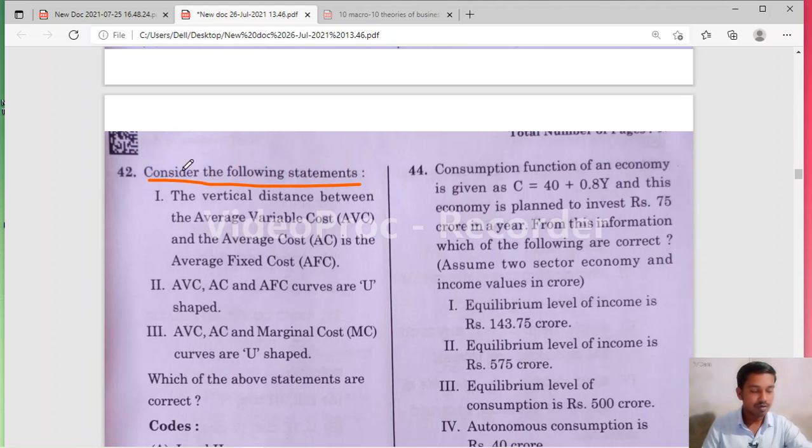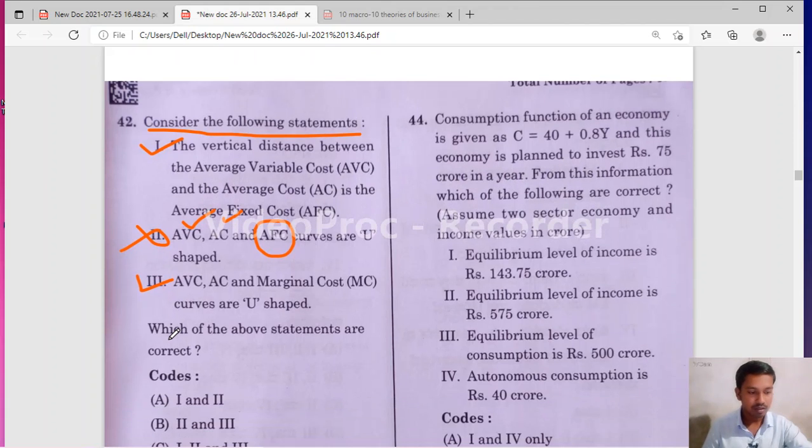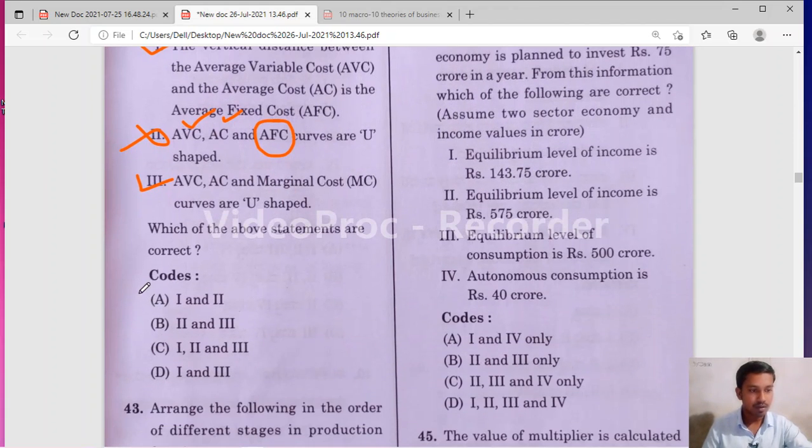So question number 42. Consider the following statements. First one, the vertical distance between AVC and AC is the average fixed cost. This is correct. The vertical distance between AVC and AC is known as the AFC. This we know. Second one, AC, AVC, AFC curves are U-shaped. No, this is wrong because AVC is U-shaped, AC is U-shaped, but AFC is not U-shaped. It is a rectangular hyperbola. Third one, AVC, AC and MC are U-shaped. This is also correct. So 1 and 3 are correct here. Option D, 1 and 3 is the right answer.